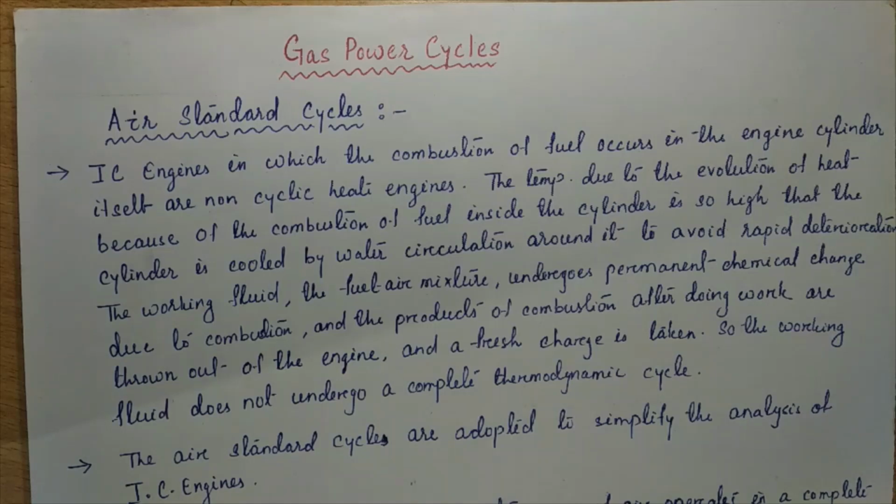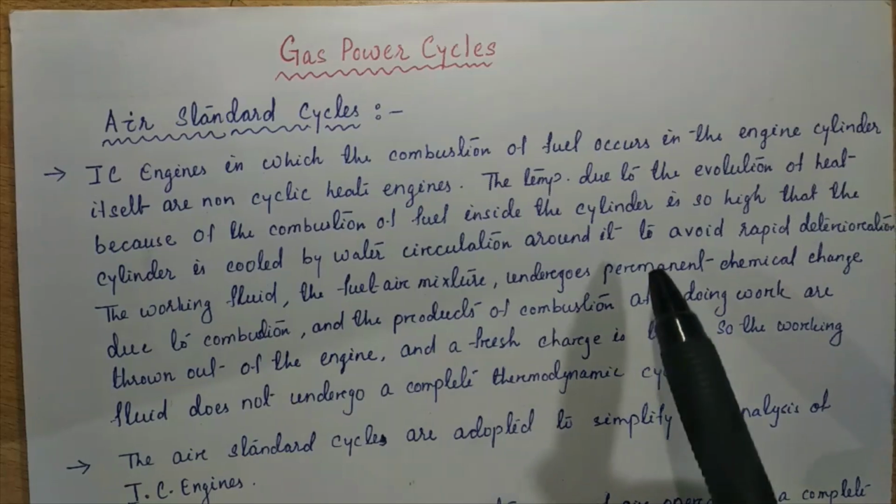If, instead of being thrown out during the exhaust stroke, the mass were utilized for the suction stroke, then we could say that is the cyclic case. But the mass which enters during the suction stroke, after performing work, is thrown out to the surroundings during the exhaust stroke. That's why this IC engine is considered to be a non-cyclic heat engine.